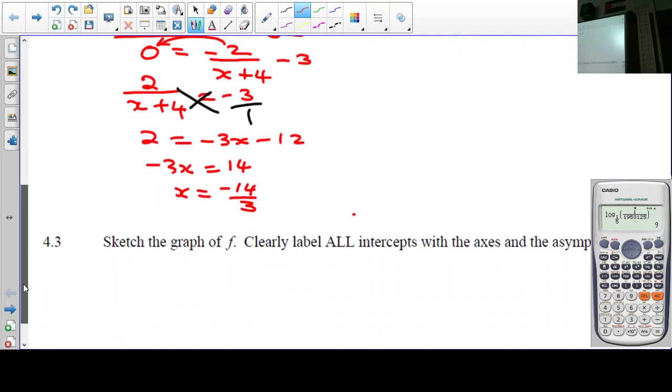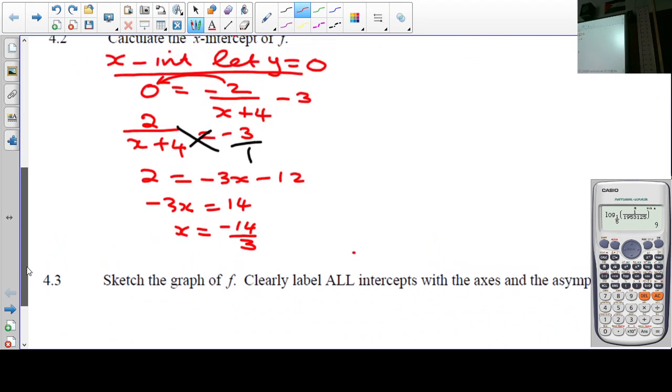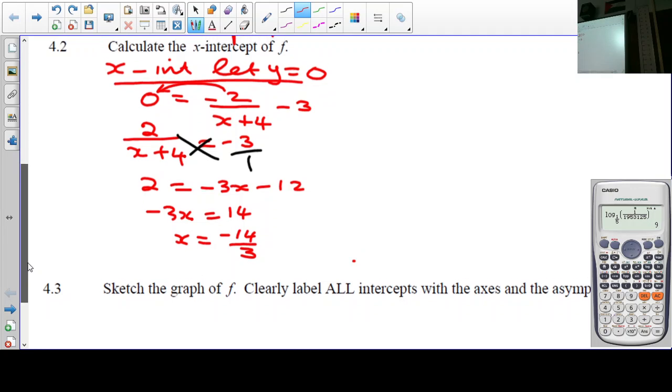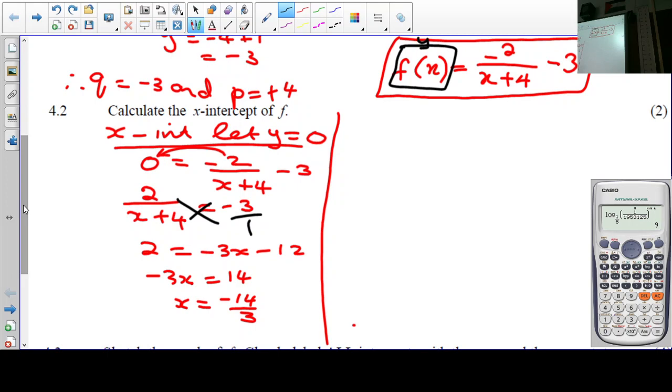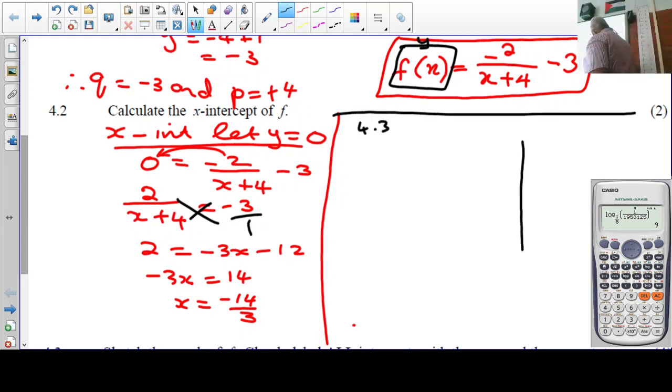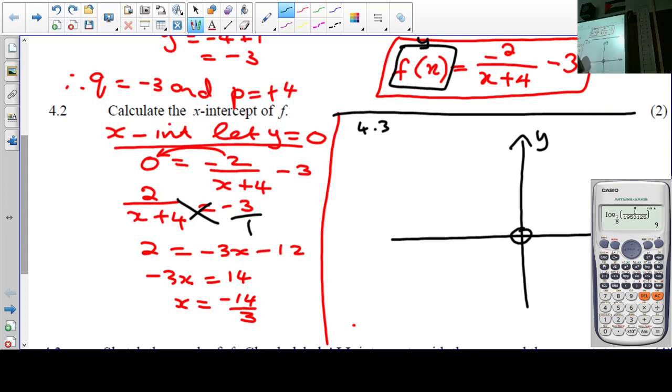Then in question 4.3 they say, sketch the graph of f. Clearly label all intercepts with the axes and the asymptotes. Okay, so I'm going to just draw it here, so we can keep the rest of the information in focus. This is 4.3. Okay, so we start off by drawing the asymptotes first. What is the equation of your asymptotes?